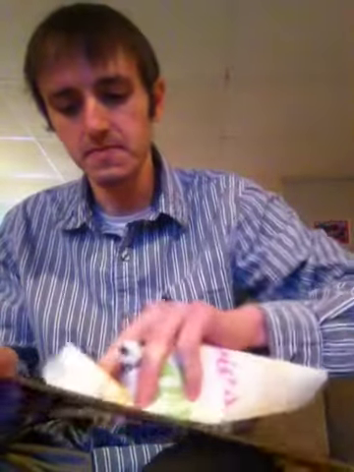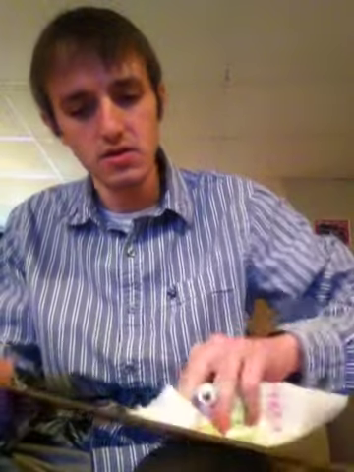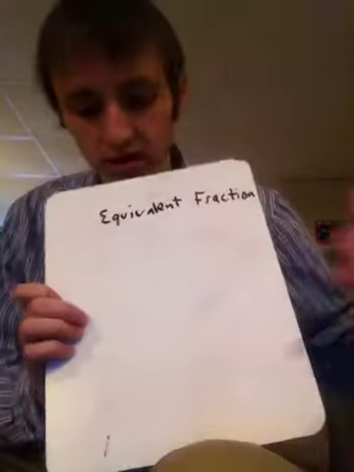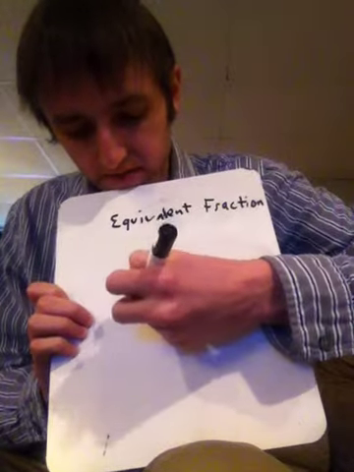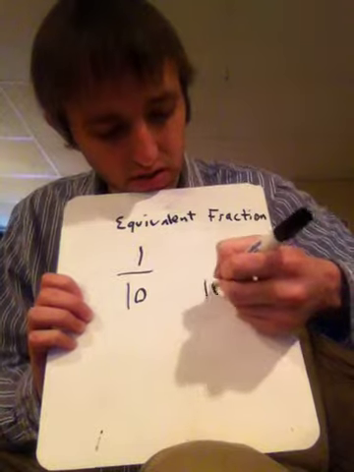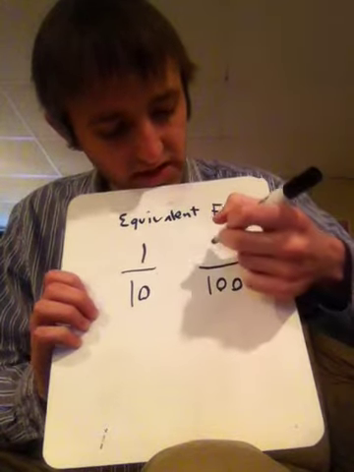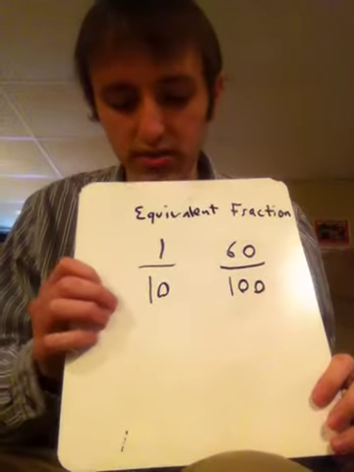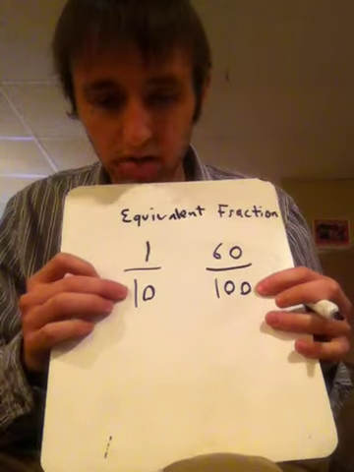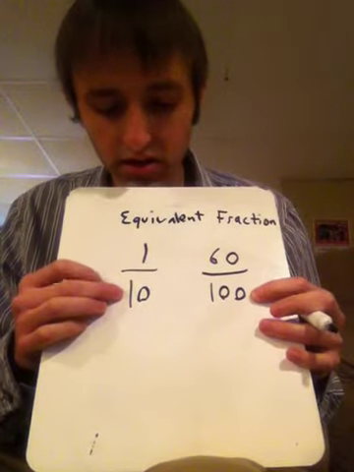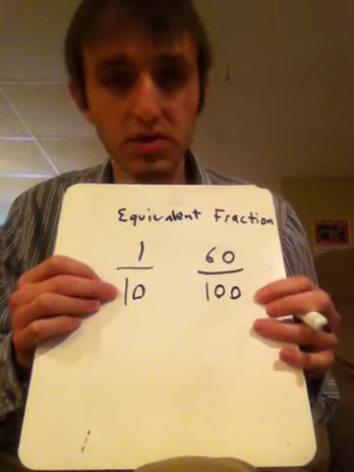All right, let's try one more. Let's try a little harder one. Let's say you have the fraction 1/10 and the fraction 60 over 100. Well, we can't do anything with them right now just because our denominators are different. Okay, now if I'm looking at these, I automatically know that this 10 here goes into 100.